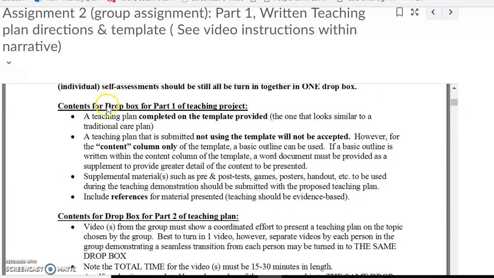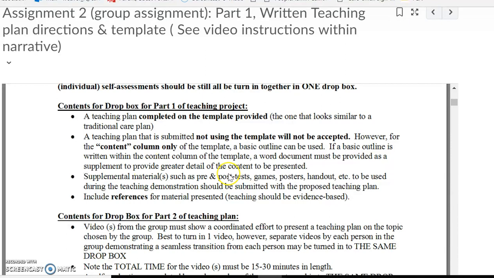So the contents for the Dropbox for part 1 is the completed template. A teaching plan that's not submitted on the template will not be accepted. The only thing I will say is when we get to the content column of the template, if you want to write in a narrative form following the template, that's okay, because I know that that information doesn't fit very well into the content column. So you'll see that as I go down here as well.